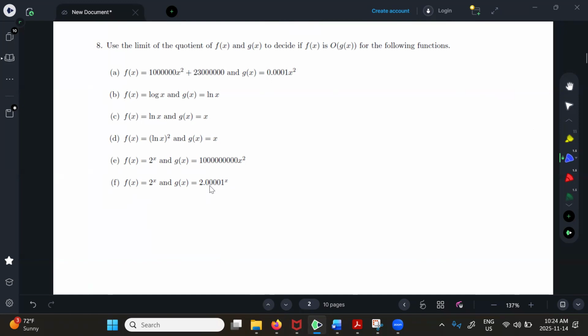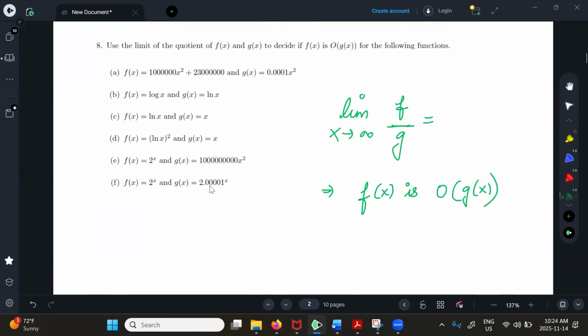What should the limit be? What is the limit definition? The limit as x approaches infinity of f divided by g. What should be here, so that I can say that f is big O of g? What should this number be?